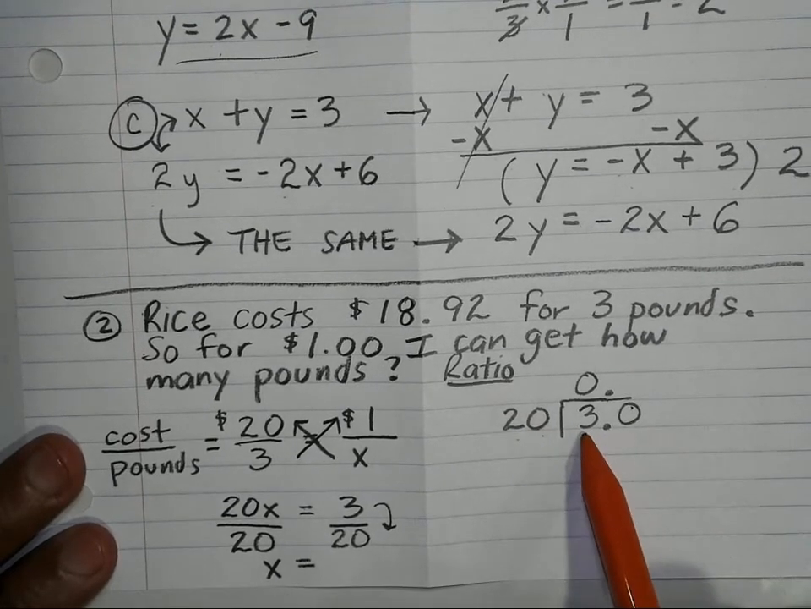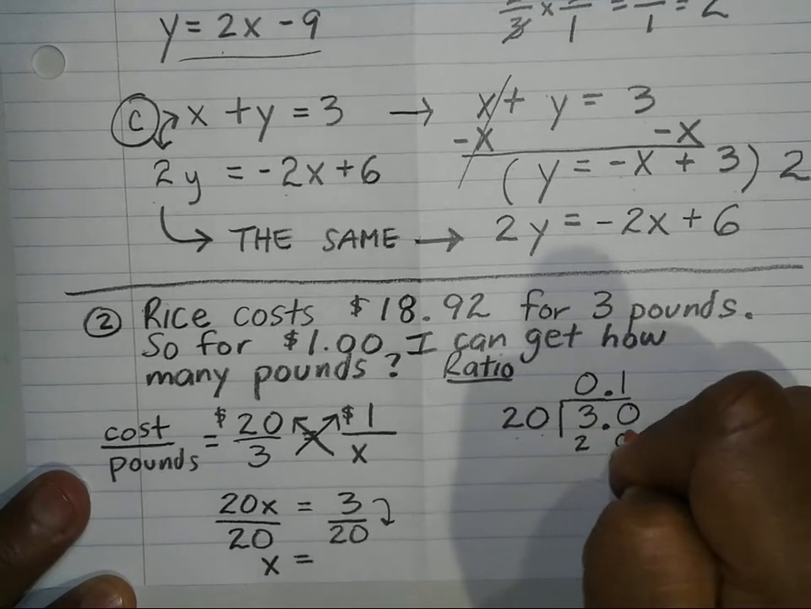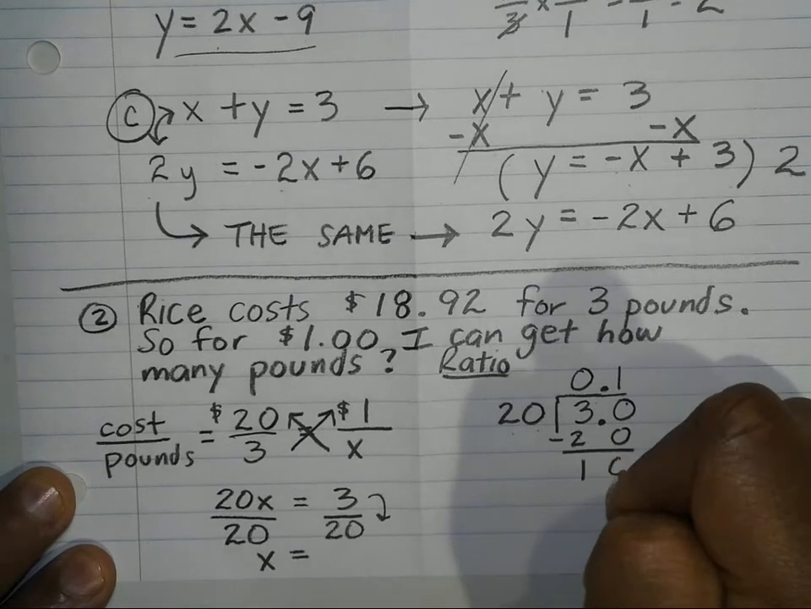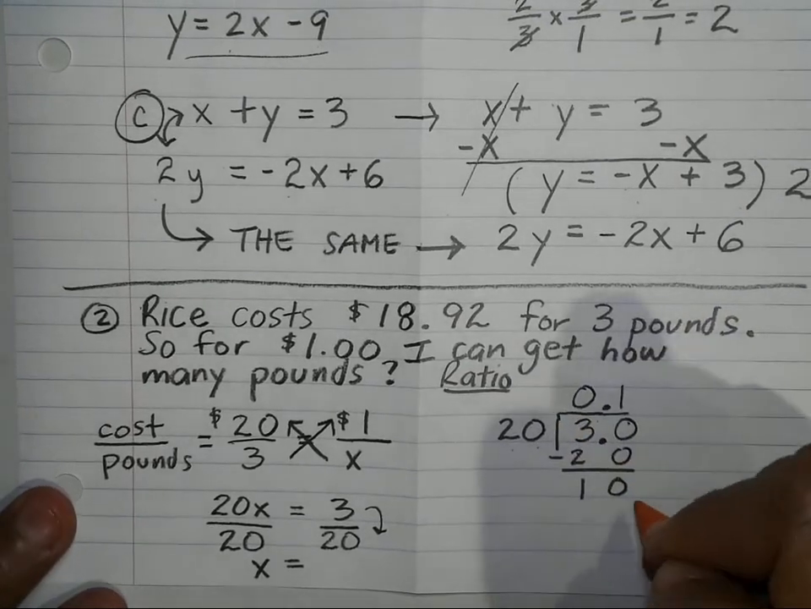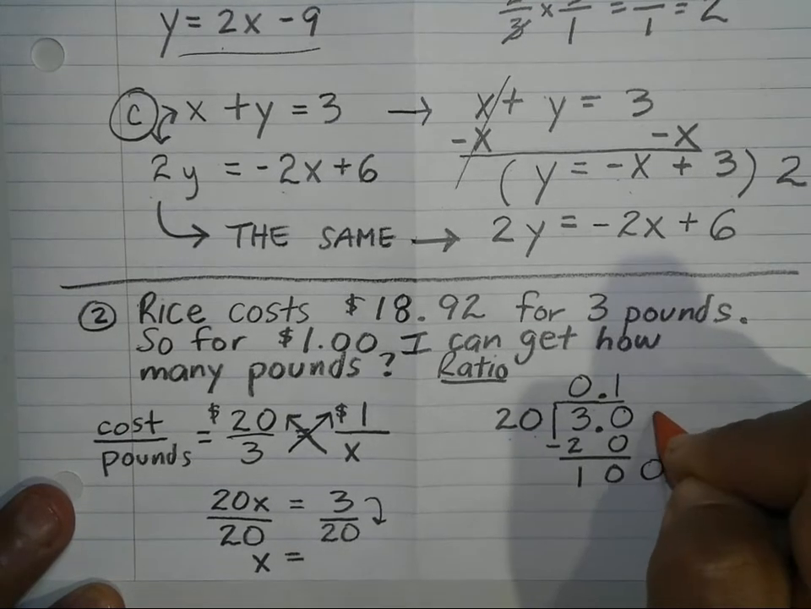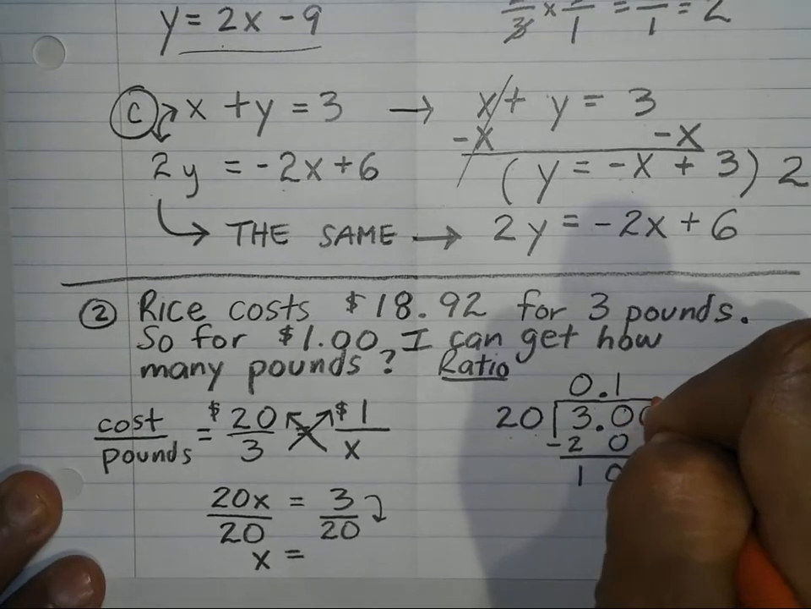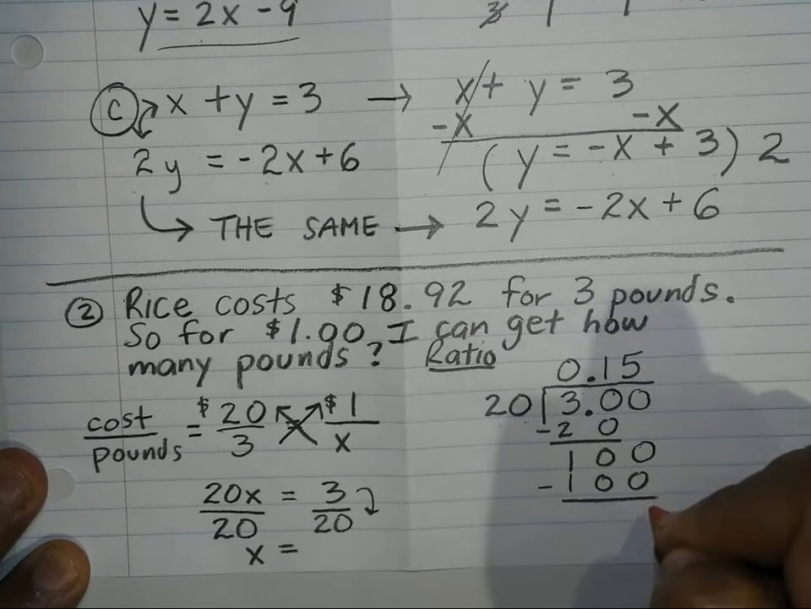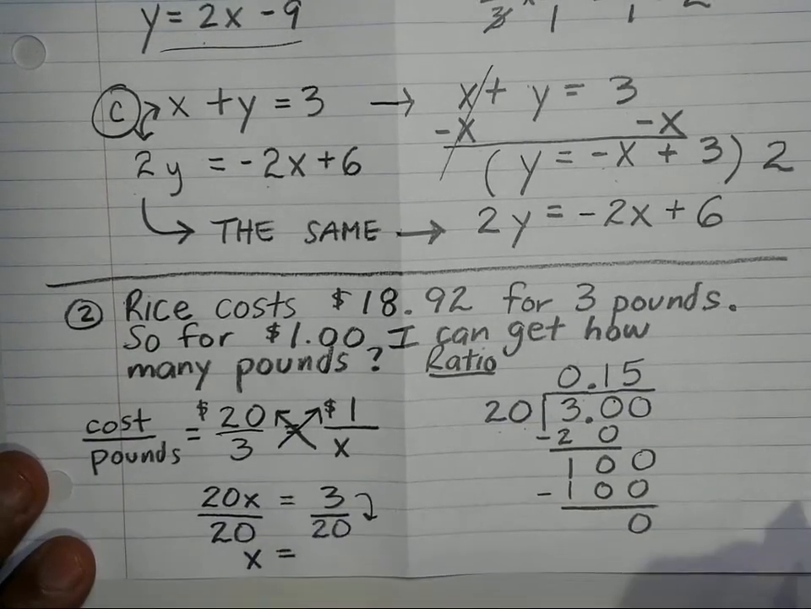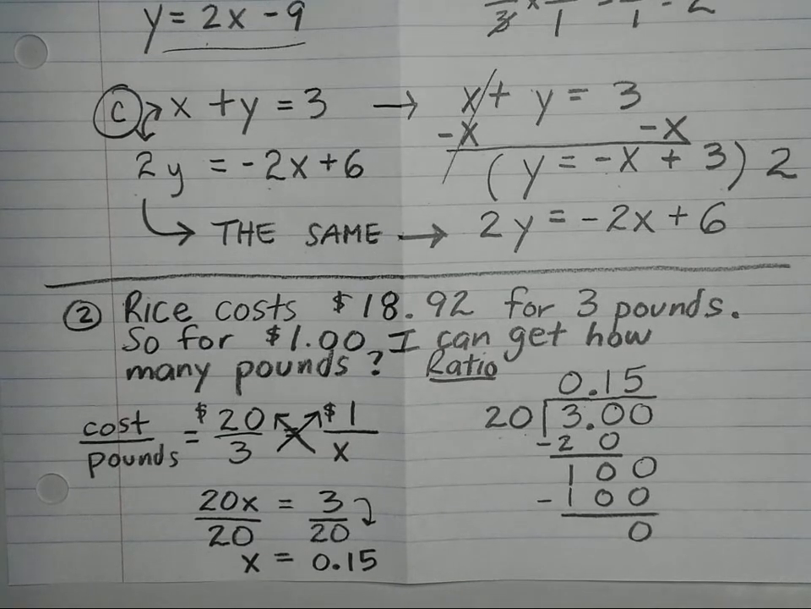How many times does 20 go into 30? 20 goes into 30 one time. 1 times 20 is 20. Subtract. I'm going to get 10. Okay. How many times can 20 go into 10? Well, 20 goes into 10 0 times. But I can annex another, bring down another 0. And 20 can go into 100 5 times. 5 times 20 is 100. Subtract 100, and that leaves me 0. So that means x equals 0.15.